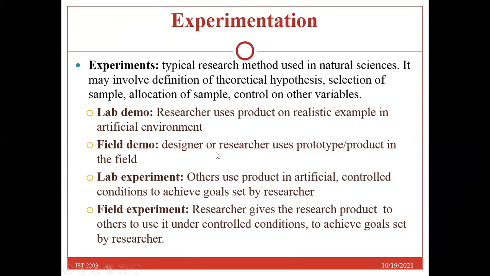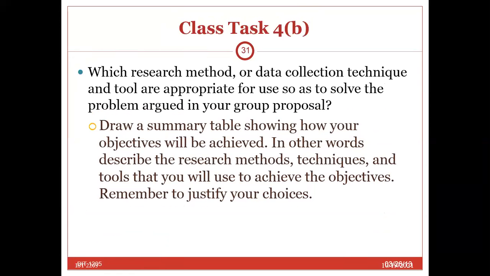I need to correct this. It's not under controlled conditions. It's in the field. So the researcher gives the product to others to use it within the field to achieve goals set by the researcher. So that is experimentation. So for our course, we have looked at only two quantitative methods. That's the survey and experimentation. Now we're going to look at the survey in detail.